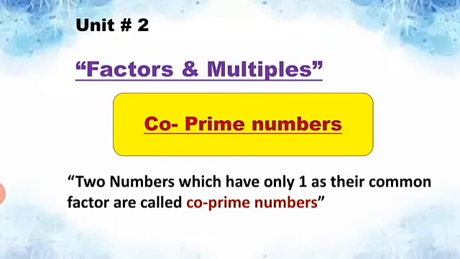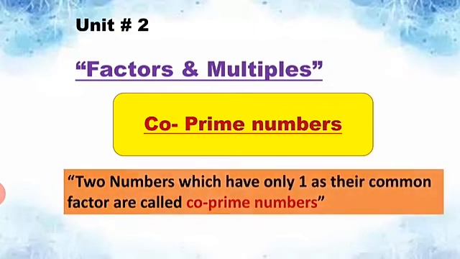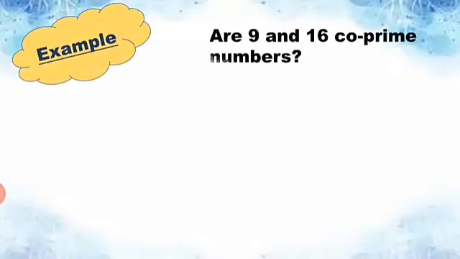Co-prime numbers are actually two numbers which have only one as their common factor. Only one. Okay. Now we have an example here. And the example is, are 9 and 16 co-prime numbers?